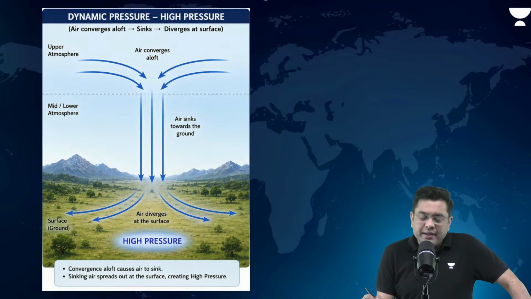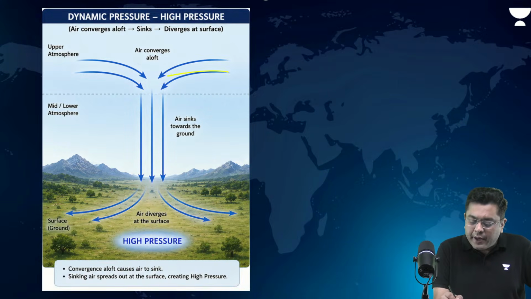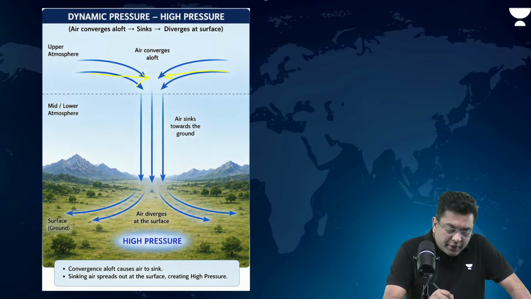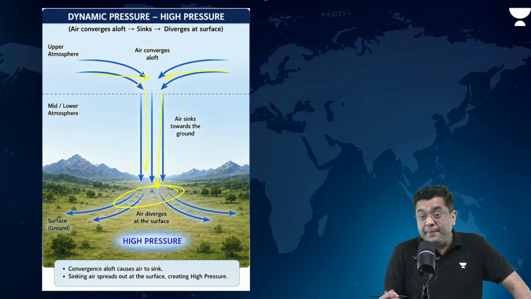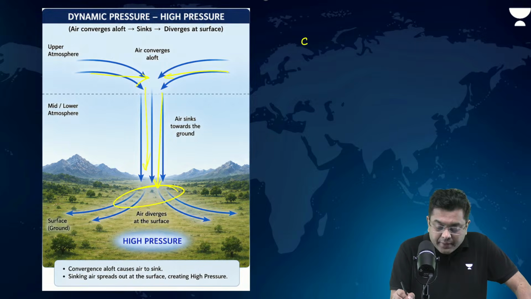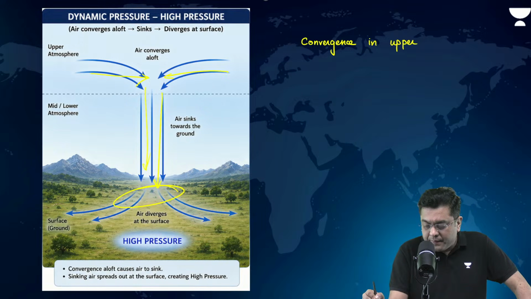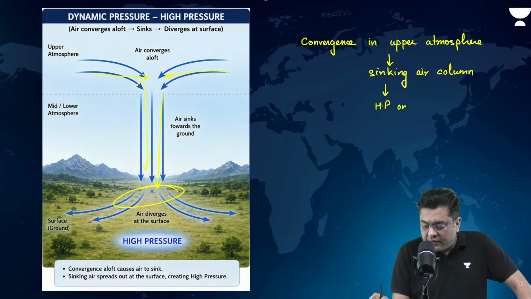On the other hand, convergence of air in upper atmosphere means you have sinking air, condition of high pressure. So convergence of air in upper atmosphere leads to sinking air column, and that creates high pressure on the ground.